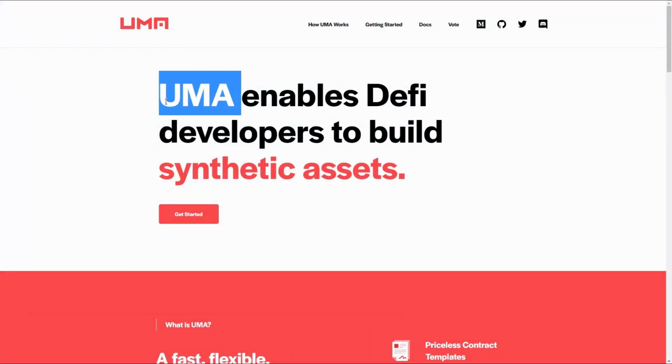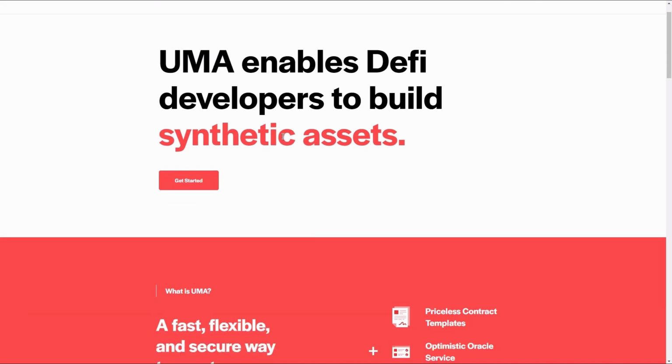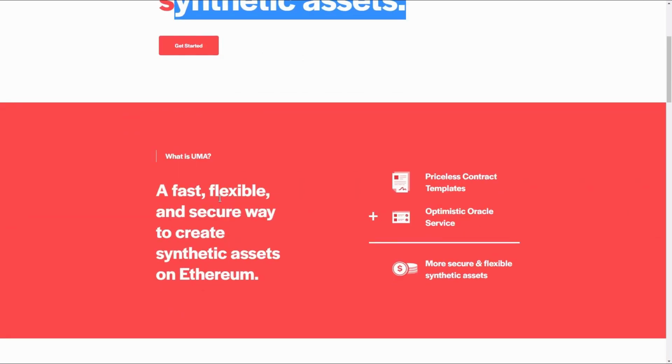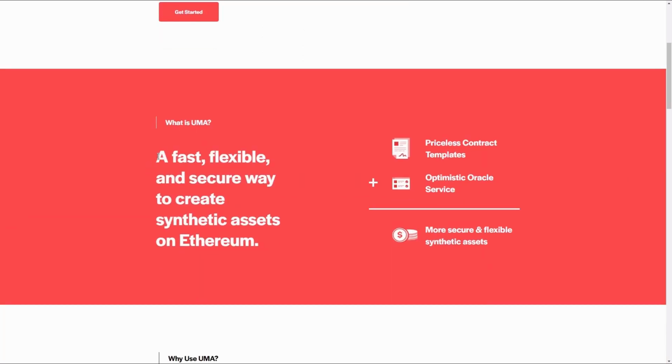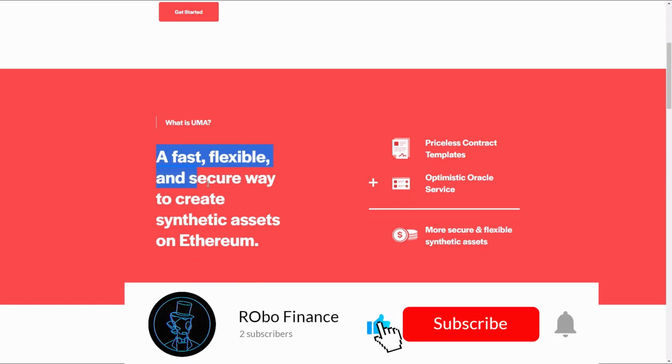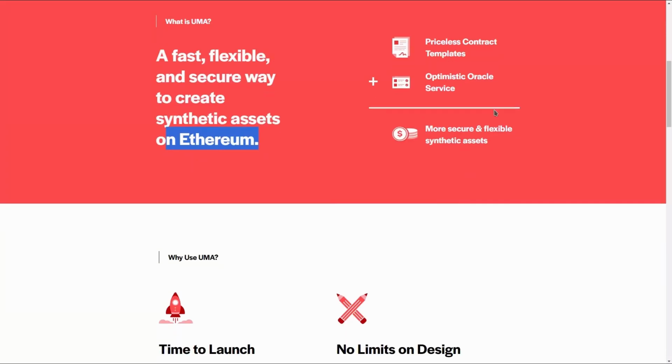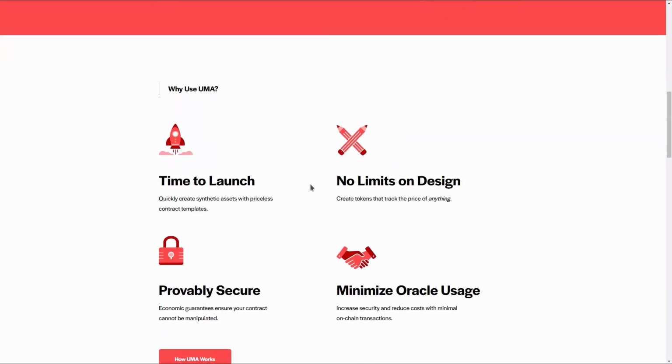Universal Market Access, or UMA, was launched in December 2018 and is a decentralized synthetic asset creation protocol based on the Ethereum blockchain. UMA is a fast, flexible, and secure way to create synthetic assets on Ethereum, and there are great benefits for creating synthetic assets such as the creation time. UMA has already prepared a template for developers so they can quickly create synthetic assets with priceless contract templates.